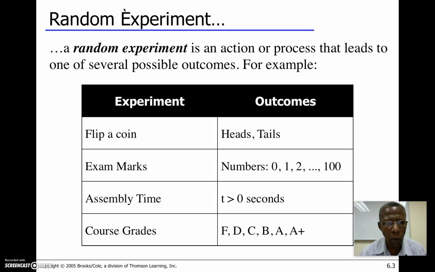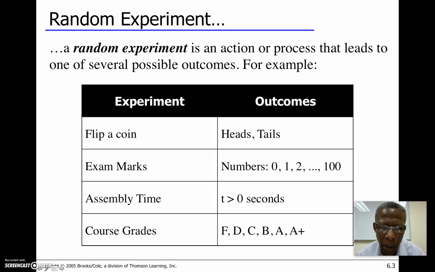There are some terms you need to know along the road of probability. This would start with the concept of a random experiment. A random experiment is an action or process that leads to one of several possible outcomes. For example, the experiments are listed here.